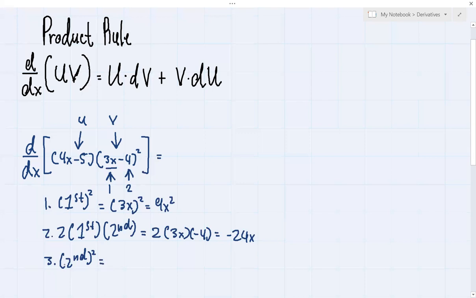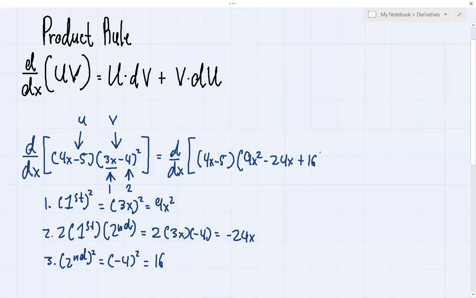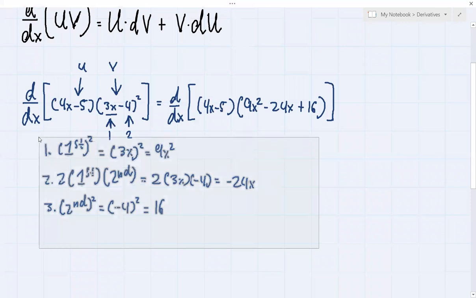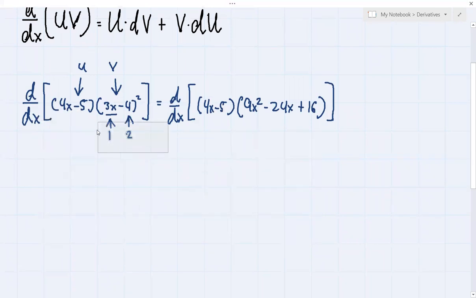Next, sa dulo naman, last step is square si second term. So, we're going to square negative 4. So, anong square ng negative 4? 16. Now, let's add them together. Okay? Una, let me rewrite the other terms given. So, we have like 4x minus 5. Tapos here, i-add natin lahat ng mga terms. Okay, we have 9x squared plus negative 24x or minus 24x plus 16. That's it. Ayan. There we go.